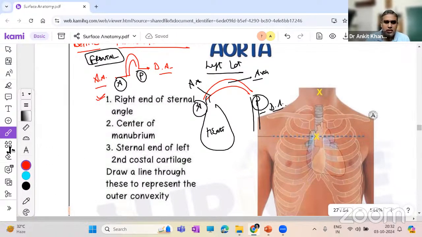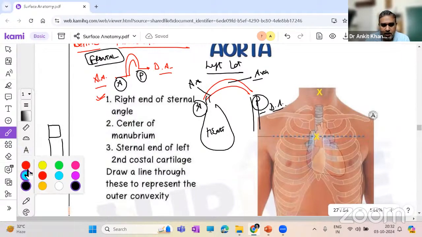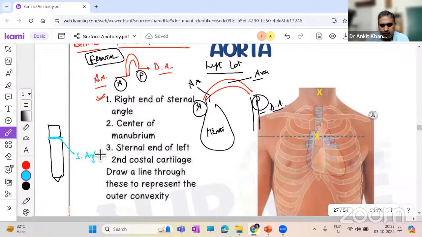Sternal angle is what? Sternal angle is where the manubrium and the body of the sternum meet. So this point over here is the sternal angle, also known as angle of Louis. So its first point is right end of sternal angle, point number 1. Second point is center of manubrium over here.